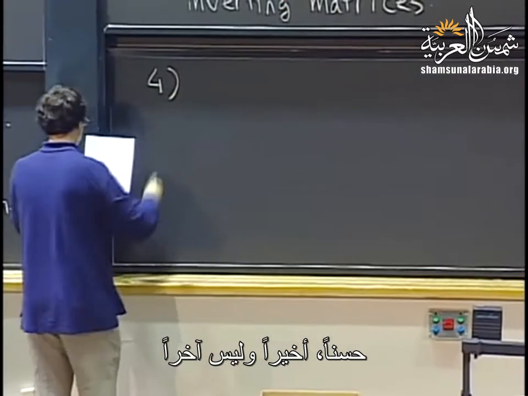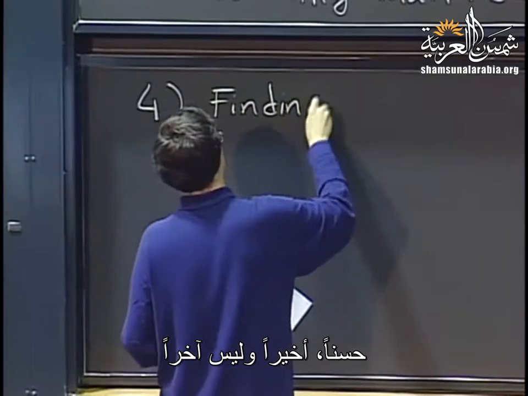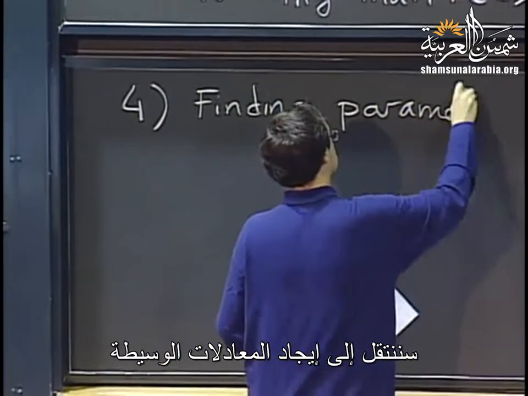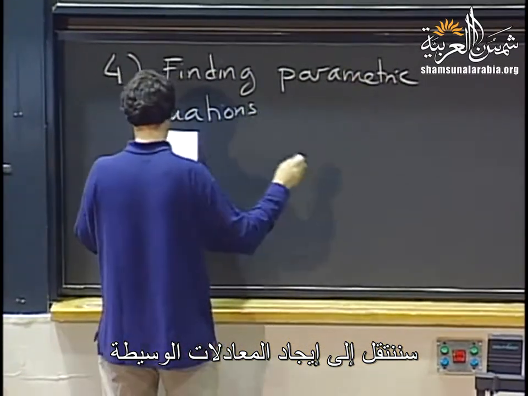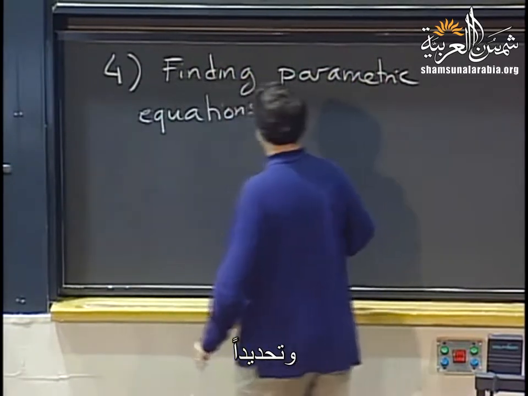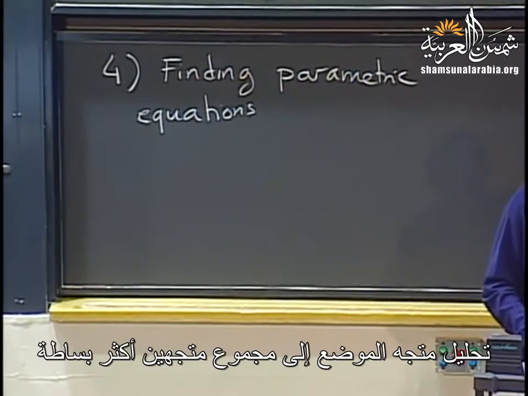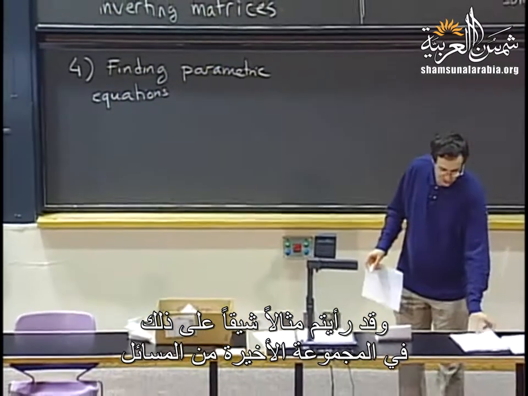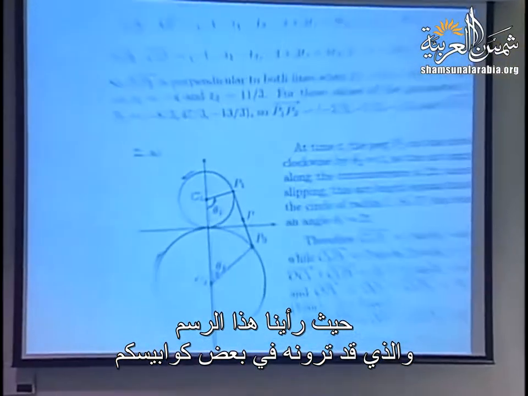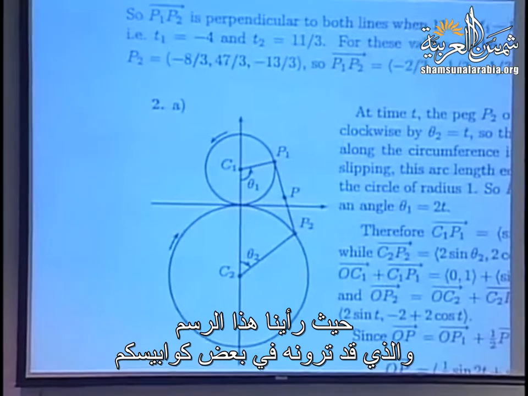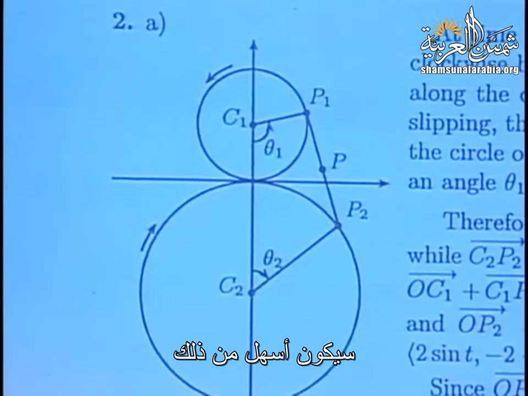And then we come to last but not least, the problem of finding parametric equations, and in particular, possibly by decomposing the position vector into a sum of simpler vectors. So you've seen quite an evil example of that on the last problem set with this picture that maybe by now you've had some nightmares about. Anyway, the one on the exam will certainly be easier than that.